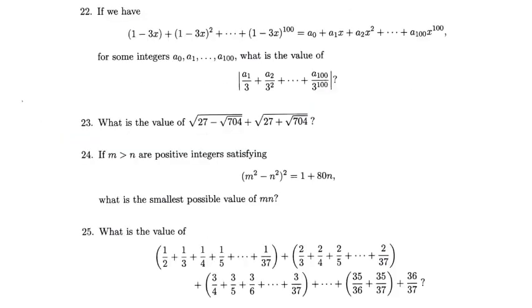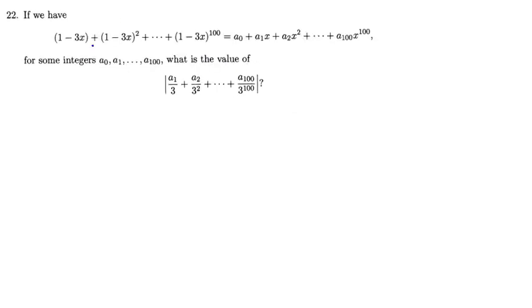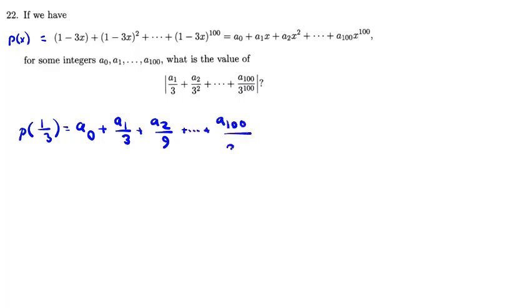SMO 2020, junior section, first round, problem number 22. If we have this equality for some integers a0 to a100, what is the value of this term? Okay, so consider, for example, this is f of x or p of x. If I want to find a0 plus a1, a0 we don't have, but if we consider p of 1 over 3, then we have a0 plus a1 over 3 plus a2 over 9 plus up to a100 over 3 to the power of 100. If you replace 1 over 3 here, it will be 1 minus 1, 1 minus 1, 0 plus 0, it will be 0.